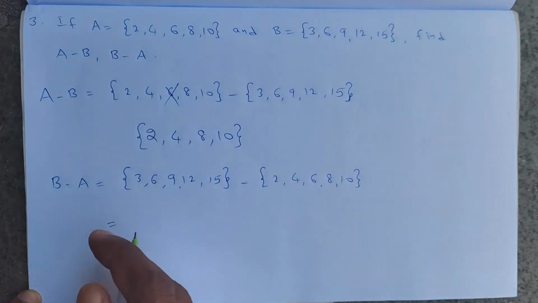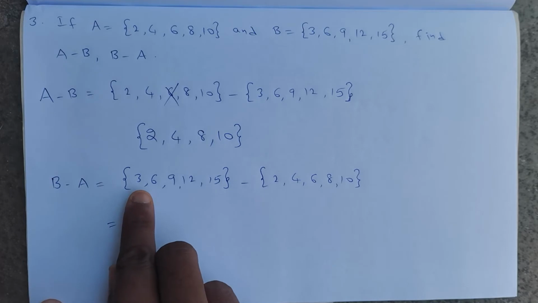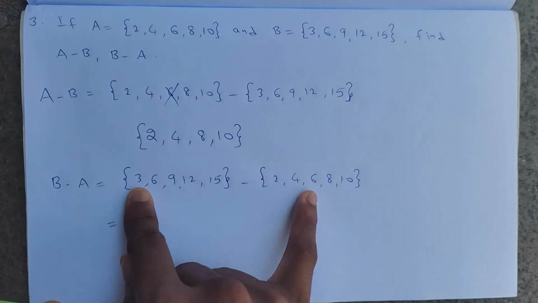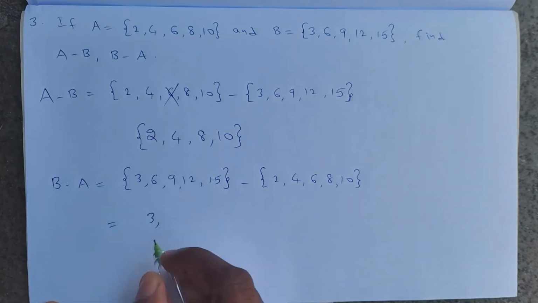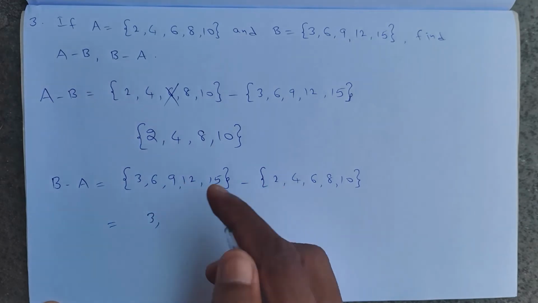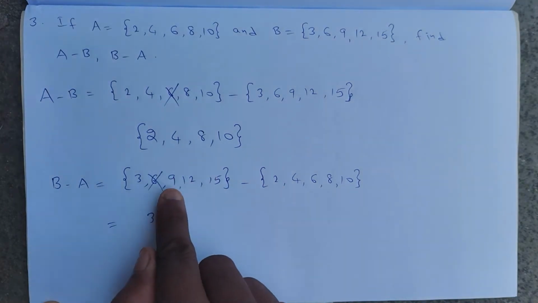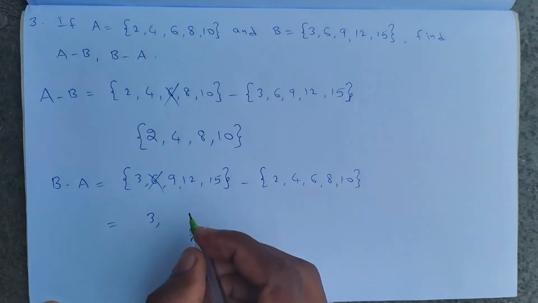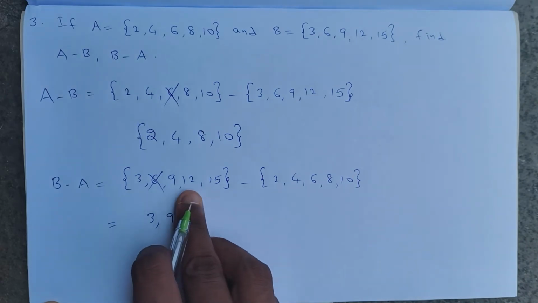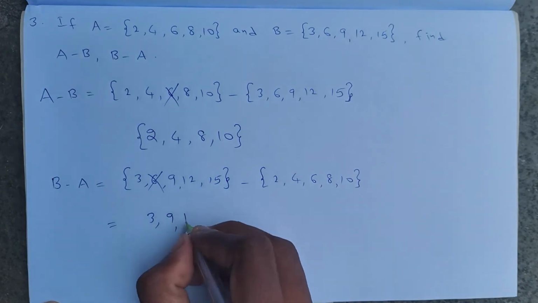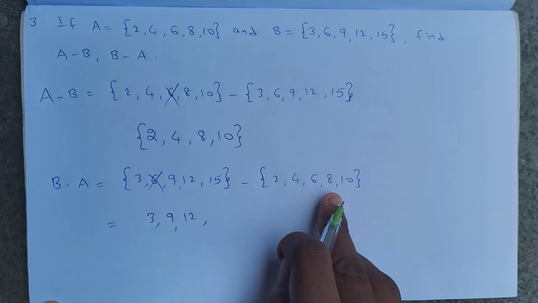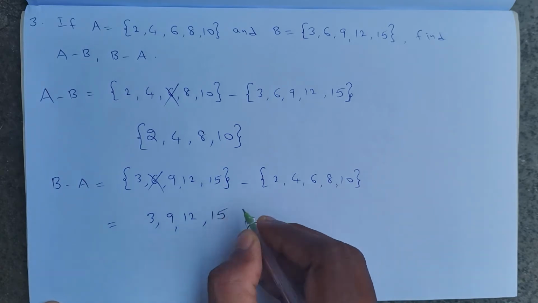Now B minus A means from set B we need to remove the common elements. Here 3 is there, here 3 is not there, so write that 3. Here 6 is there, here also 6 is there, so remove that 6. Here 9 is there, here 9 is not there, so write that 9. Here 12 is not there in A, so write 12. Here 15 is not there, so write that 15 also.